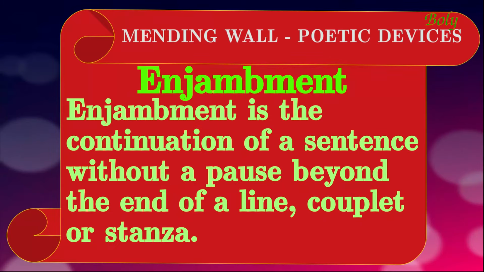These lines are repeated to stress the difference in the attitudes of the two neighbors. Robert Frost uses enjambment, another poetic device, abundantly in Mending Wall. Enjambment is the continuation of a sentence without a pause beyond the end of a line, couplet or stanza. That means the idea of one line continues in the next line too, and there is no pause in between these two lines. That means there is no punctuation like a full stop or comma between these two lines.